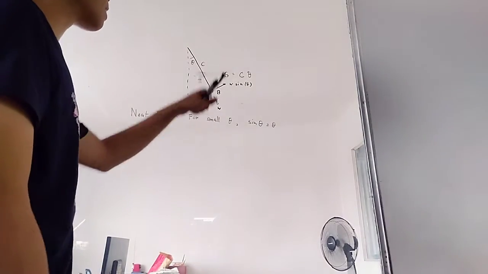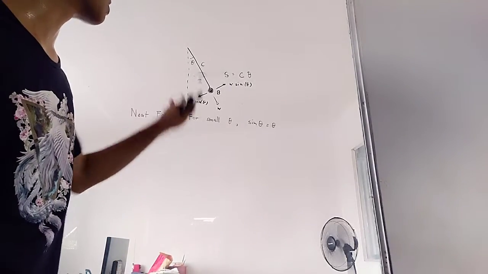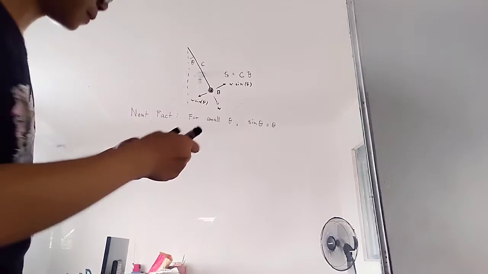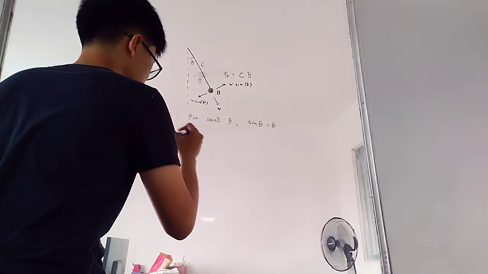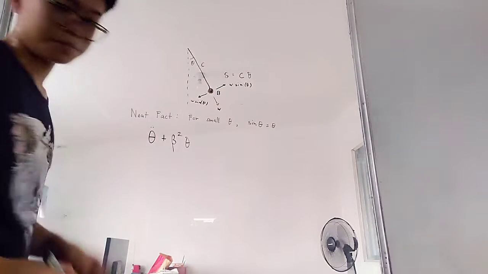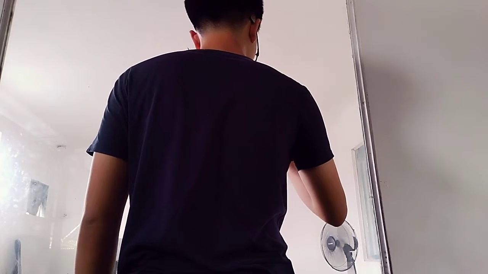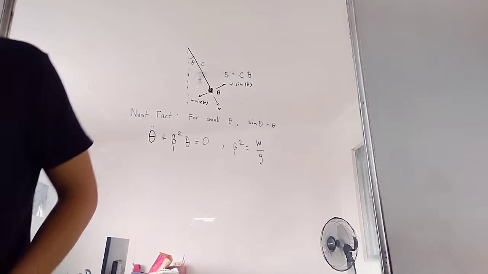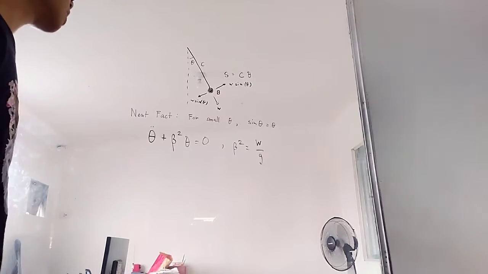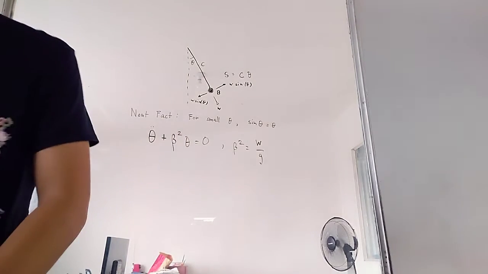And if we assume that theta here is a small quantity, we can simplify our equation into theta double dot plus beta squared theta equals 0, where beta squared is equal to w over g. So we don't have that sine holding the theta hostage. And now we can solve this properly with separation of variables and all that.